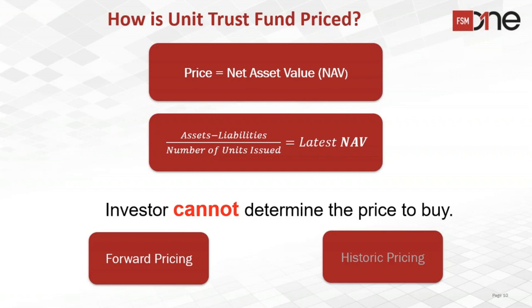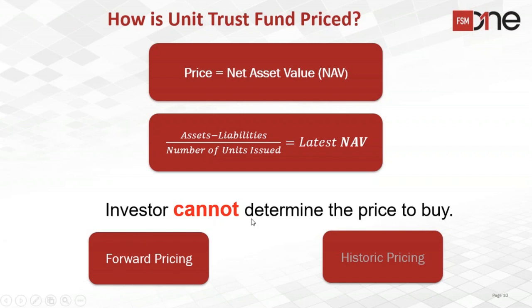So this is the formula for how the fund manager calculates the latest NAV. Besides, unit trust investment is unlike stock investment. In stock investment, you can determine what price to enter. But for unit trust investment, you cannot determine what price to buy at. Why? Let me further explain. Once you understand how the fund manager calculates the NAV, it will be very easy to understand why unit trust funds are priced based on forward pricing.